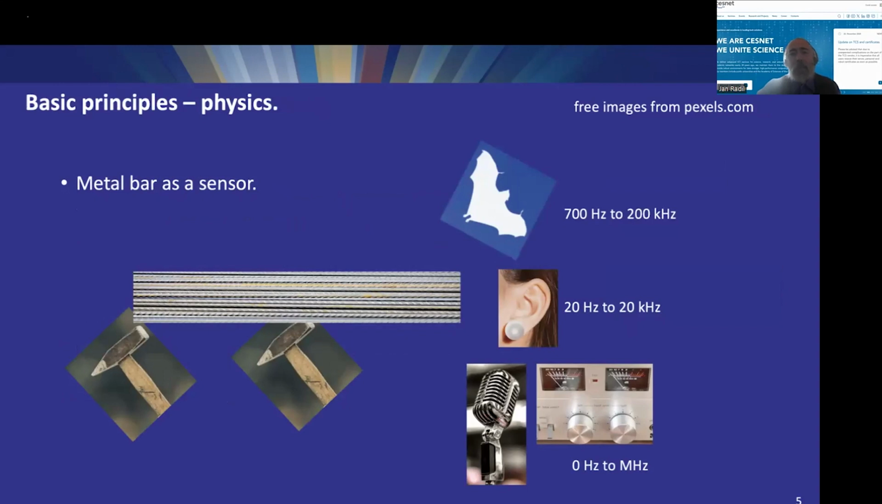Okay, basic principles. We can have this metal bar as a sensor. You can see these metal bars. When we hit some of them with a hammer, we can hear it and feel it. With human ears, we can detect something from 20 hertz to 20 kilohertz. It's very, very dependent; certainly, I cannot hear this range. We could use bats for very, very high frequencies or some electronics. As Chris said, with DAS sensing and fiber sensing, we are interested in rather low frequencies. Next, please.